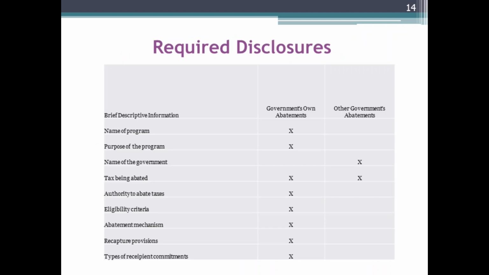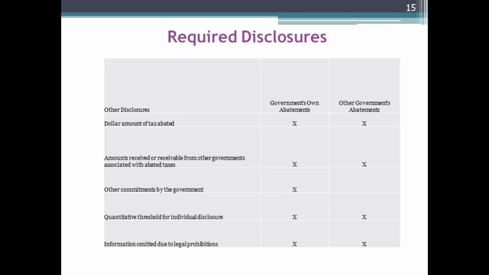Okay, specifically required disclosures are these next couple of slides, and for you, you're really looking at that second column, other governments' abatements, what you are required to disclose when another government enters into an abatement agreement. On this first slide, there's just a couple of things mentioned: the name of the government, and secondly, the tax that's being abated. Is it a TIF tax? Is it a rebate agreement? What type of tax is being abated? In this case, it would typically be tax increment financing.